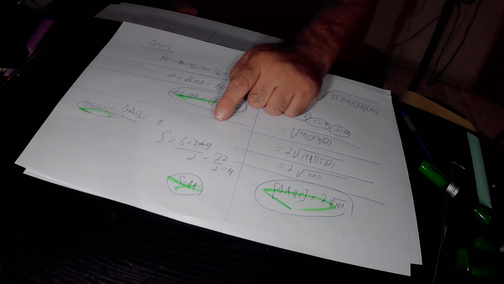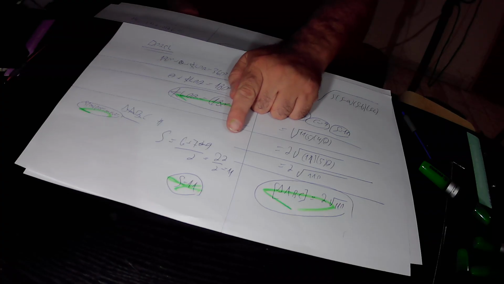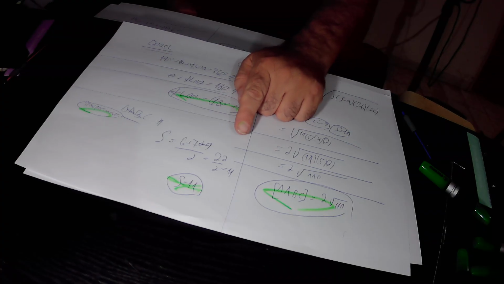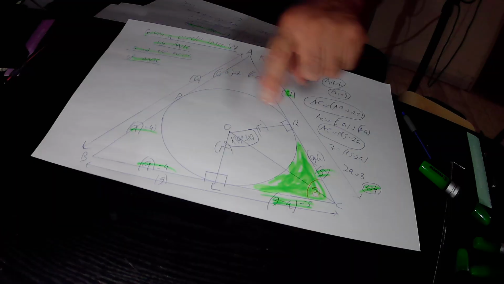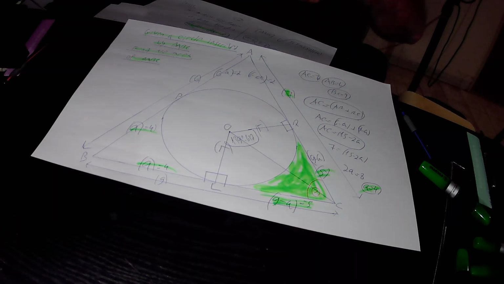S is the abbreviation for the semi-perimeter. So the semi-perimeter of triangle ABC equals 6 plus 7 plus 9, divided by 2. 6 plus 7 is 13, plus 9 is 22, over 2. 22 over 2 is 11. So in total, we found that the semi-perimeter of this triangle ABC, S, equals 11 units in length.